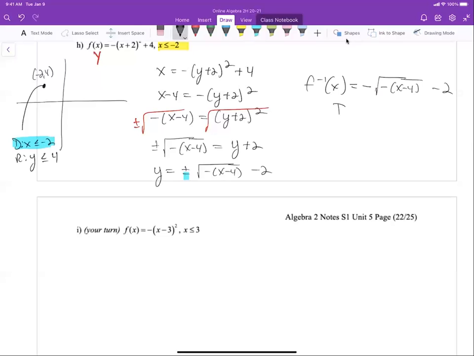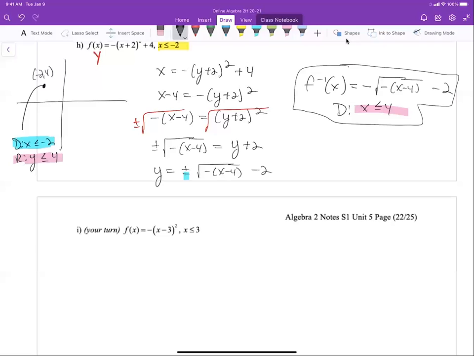They asked me to provide my domain constraints. My domain constraints are my original range constraints. So x is less than or equal to 4. This is all that's required for the problem.